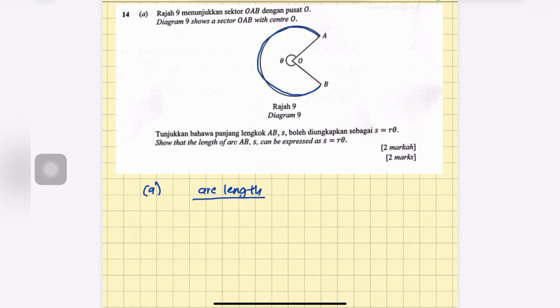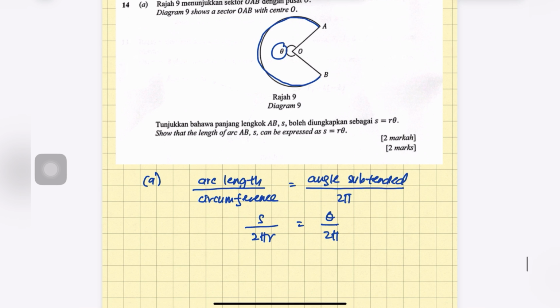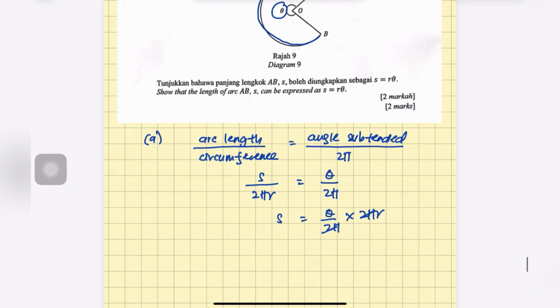So arc length over total circumference equals angle subtended divided by total angle, which is 2 pi, 360, 2 pi. Okay, so arc length is S, circumference is 2 pi r, angle subtended is theta over 2 pi. Okay, so then make S the subject. So S equals theta over 2 pi times 2 pi r. So we simplify and we get S equals r theta. So shown.